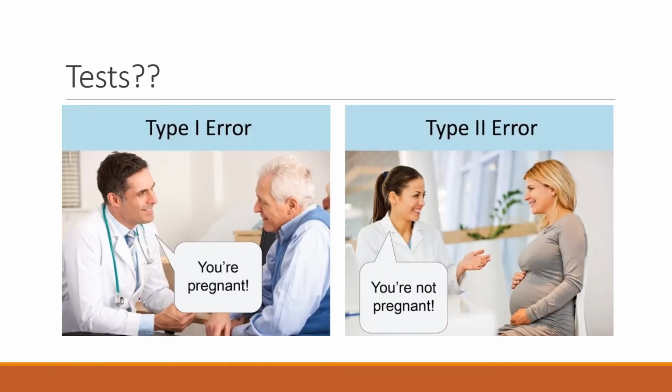This is just a silly example of this, in a comic form that I think is kind of funny, and I show it in my research methods classes, so I thought I'd show it here as well. So type 1 error: a doctor telling a man you're pregnant. Type 2 error: a doctor telling a woman who is clearly pregnant you're not pregnant. Those are the examples of type 1 and type 2 error.